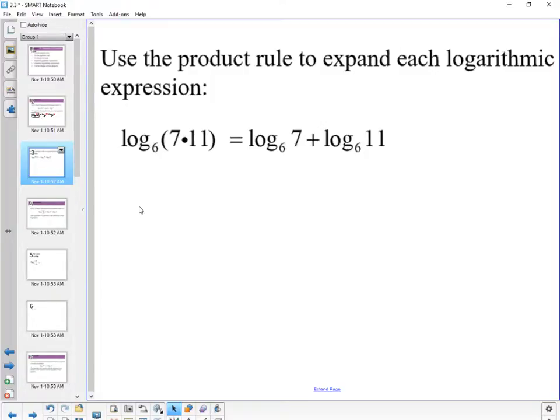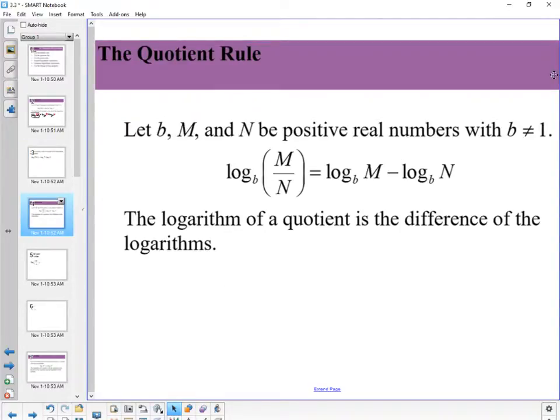Let's look at the quotient rule. Did I say subtraction? If it's multiplying, it goes to adding, so if it's going to get divided, then it might be subtraction. You were foreseeing. Can you just multiply it so it's log base 6 of 77? Yeah, but we're just showing you the properties that you can use. Here is the quotient rule: if you are dividing two things, then you can express them as the difference of the two logarithms with the same base.